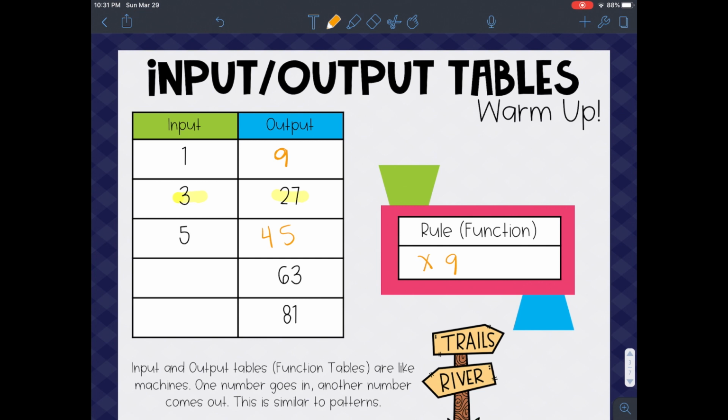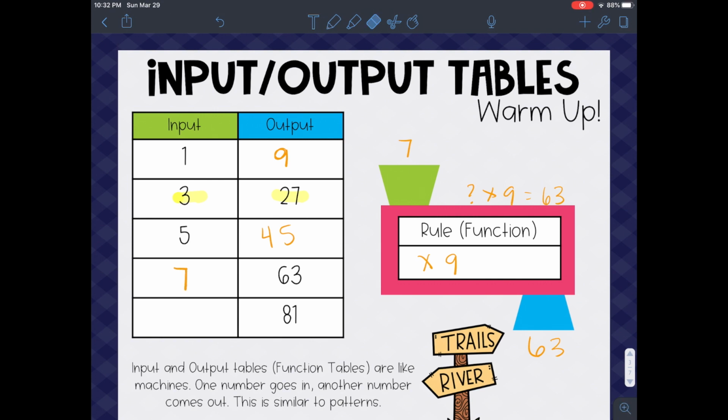Next, I'm given an output. I'm given 63, and so I'm going to set up my equation as 63 is equal to 9 times what? I have to figure out what it's multiplied by, so I can use the inverse operation. So 63 divided by 9, and I know that as a known fact of 7, because 7 times 9 is 63.